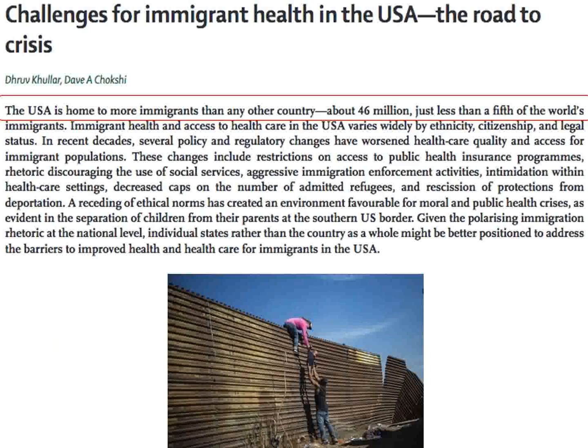Another review in the Lancet is, this is remarkable, on immigrant health. Challenges for immigrant health in the United States, the road to crisis. I think one of the things that we don't appreciate is that the United States is actually harboring more migrants than any other country, 46 million out of a population of 300 million. So this is a major problem as people are entering the United States for a variety of reasons. Some because they're politically oppressed, but most for economic reasons because of the massive population explosion happening in Central America and climate change and things of this nature.